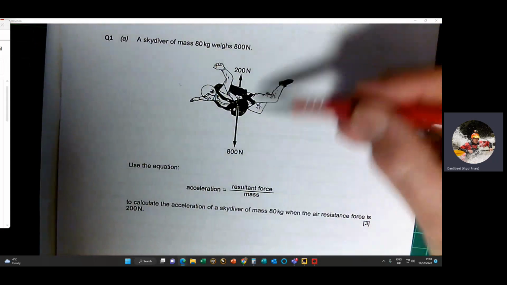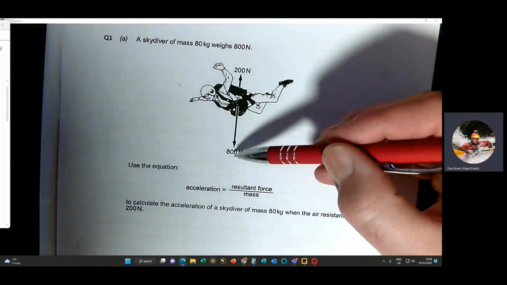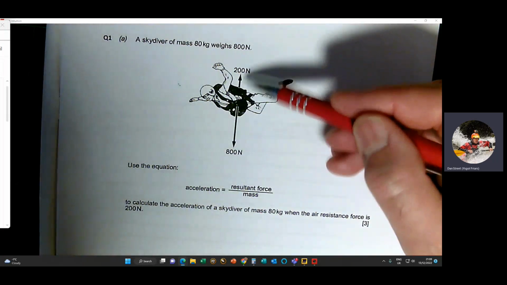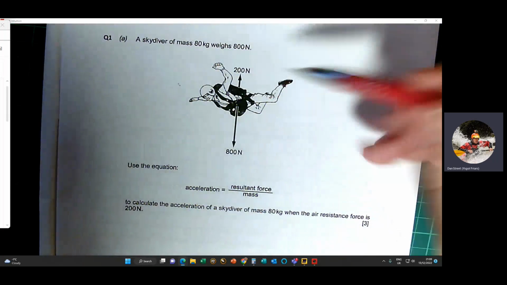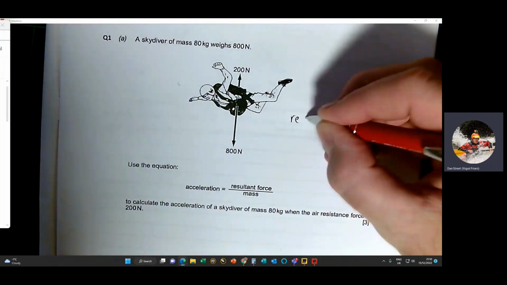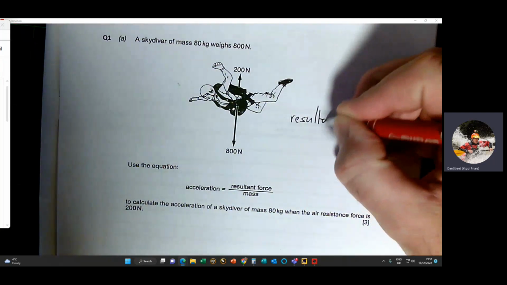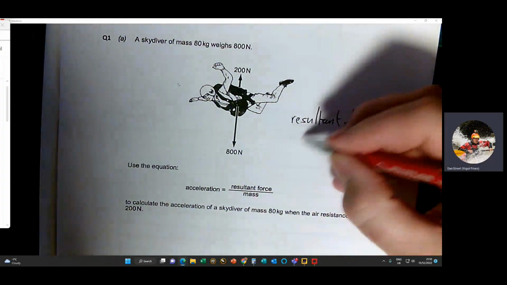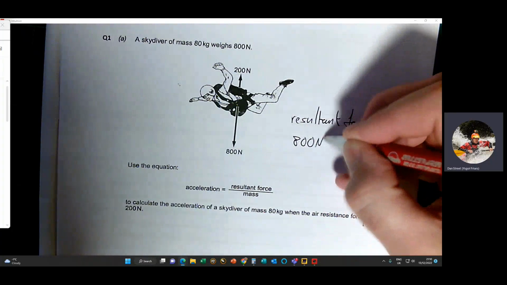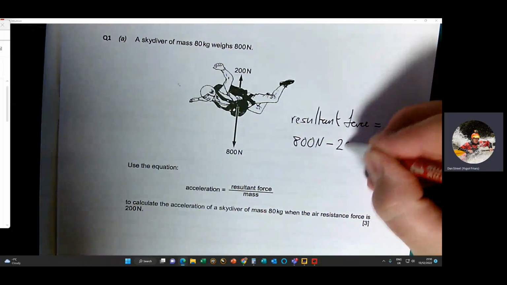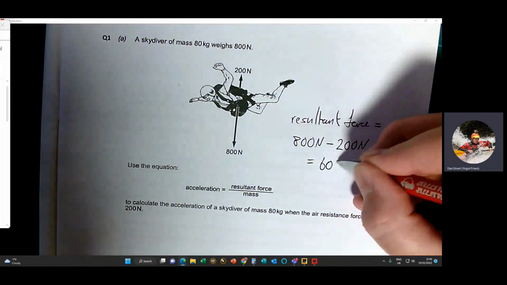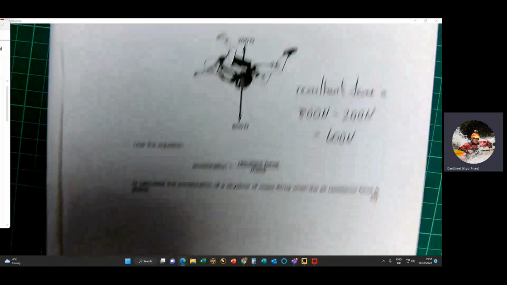So we can see that his weight is bringing him downwards with a force of 800 newtons, and air resistance is preventing him from falling with a force of 200 newtons. So the resultant force that he's experiencing as he falls is the 800 newtons take away the 200 newtons. Of course, 800 take away 200 is 600 newtons. So that's the resultant force.